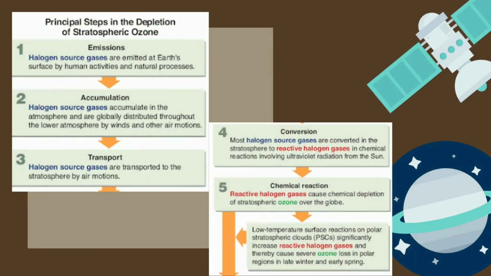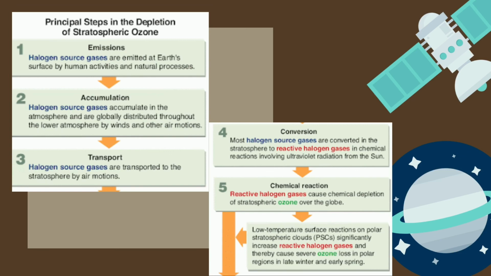These are the principal steps in the depletion of stratospheric ozone. Step number 1, emissions: halogen source gases are emitted at Earth's surface by human activities and natural processes. Step number 2, accumulation: halogen source gases accumulate in the atmosphere and are globally distributed throughout the lower atmosphere by winds and other air motions.